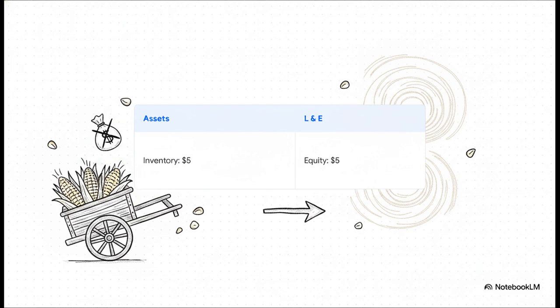You've just executed a fundamental business transaction, an asset swap. The cash is gone, and it's replaced entirely by inventory. So the specific classification changed, sure, but the total economic value remains solidly anchored at $5 on both sides. The equation doesn't miss a beat.